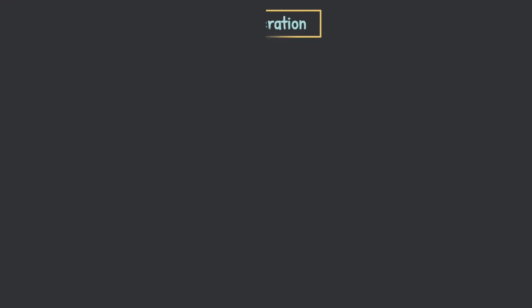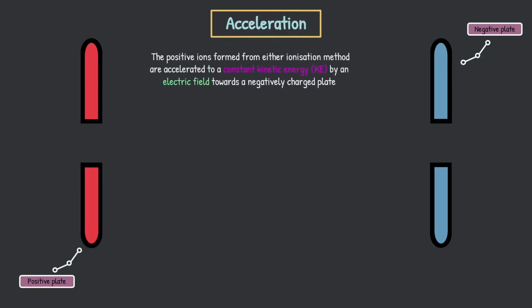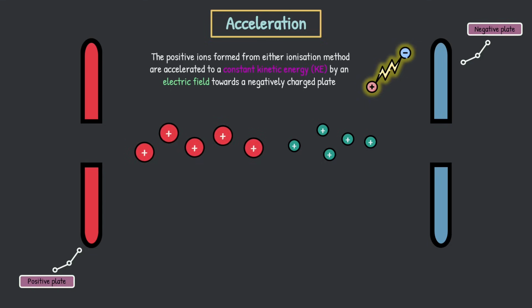Right, next up, acceleration. This is the next portion of the time of flight mass spec. So what happens? We have two portions that you need to be aware of. Really simple stuff. We have a positive plate and a negative plate, just positively charged and negatively charged. Now what happens here is that the positive ions formed from either ionization method, there's only one form of acceleration, are accelerated to a constant kinetic energy. This is really important to remember. Constant kinetic energy by an electric field. So they're accelerated towards this negatively charged plate. That's why it's so important that they become positive ions. Otherwise, there's going to be no attraction towards the negative plate, so the ions won't be accelerated, they won't move.